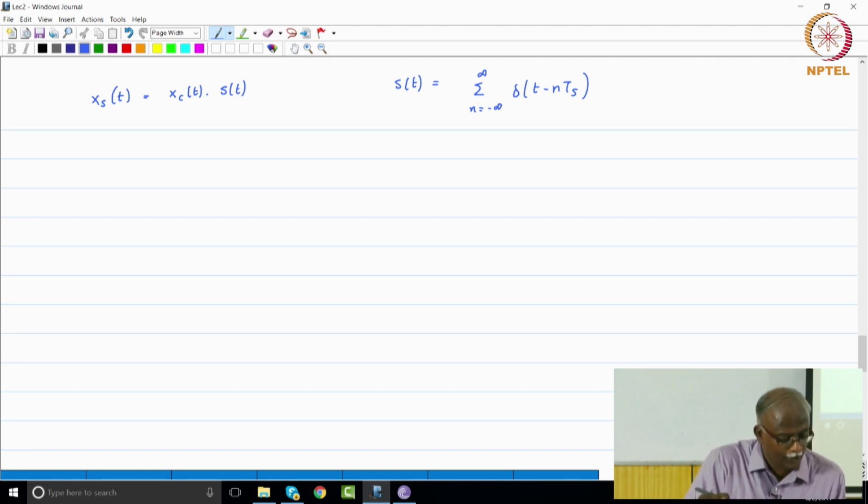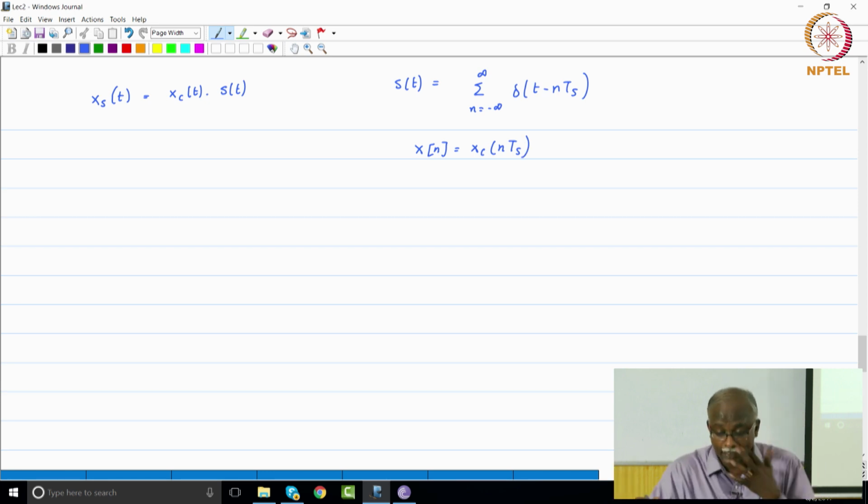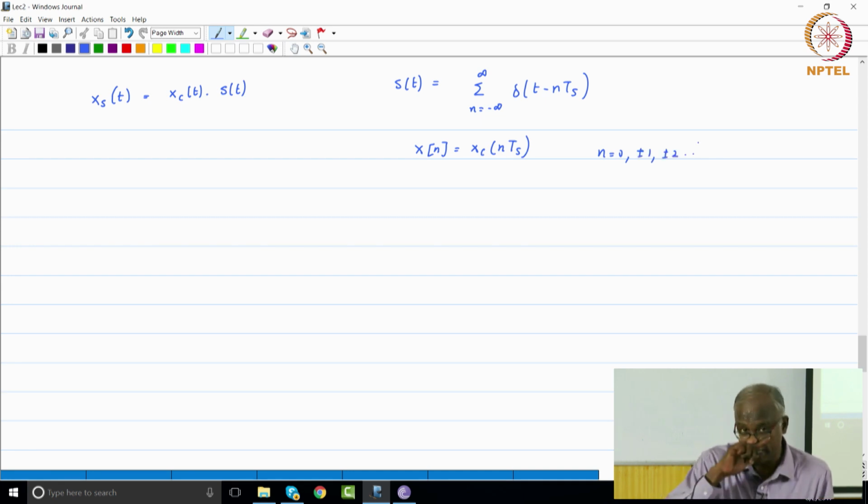Okay. Now we would like to get the representation. The time domain representation is straightforward. So basically what is happening is that the sampled signal x of n is xc of nTs, where n is equal to 0, plus minus 1, plus minus 2. So time domain is very straightforward. So basically we are sampling the continuous time signal, but the frequency domain is also very insightful. So that is what we are going to be looking at.